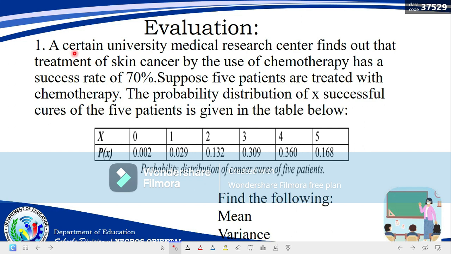The problem goes this way. A certain university medical research center finds out that treatment of skin cancer by the use of chemotherapy has a success rate of 70%. Suppose 5 patients are treated with chemotherapy. The probability distribution of X successful cures of the 5 patients is given in the table below. You have X: 0, 1, 2, 3, 4, 5. These are the probabilities. For 0, you have 0.002. For 1, 0.029. For 2, 0.132. And 3, 0.309. 4 is 0.360. And 5 is 0.168. This is the probability distribution of cancer cures of 5 patients. You are going to find the following: the mean and variance.